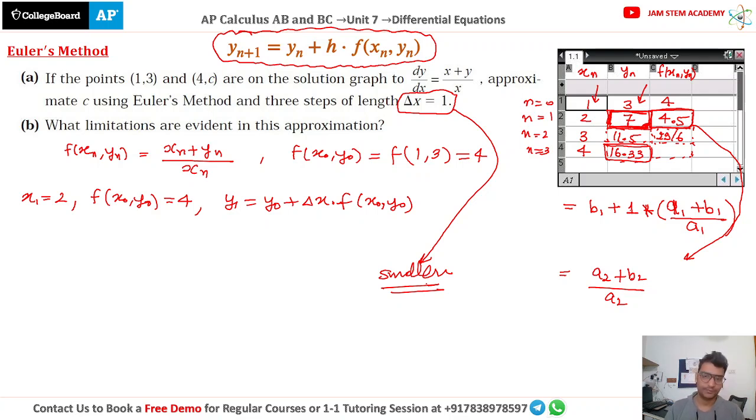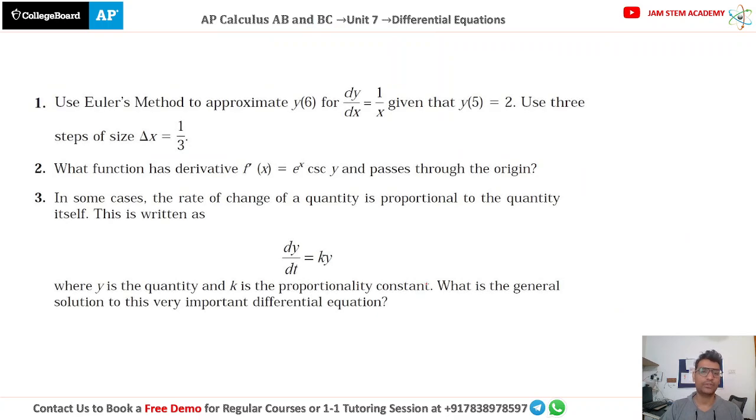So in this way you can solve using Euler's method. Here I'm giving you a few questions that you can try all by yourself, and if you have any doubt in these, feel free to connect with me.